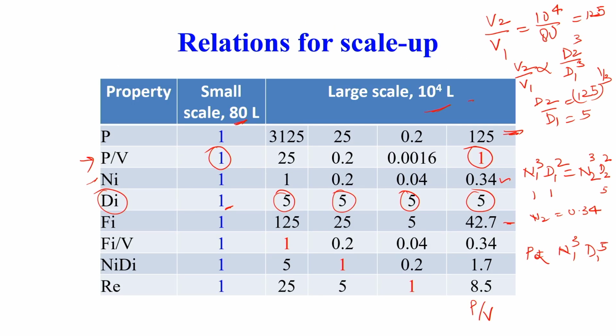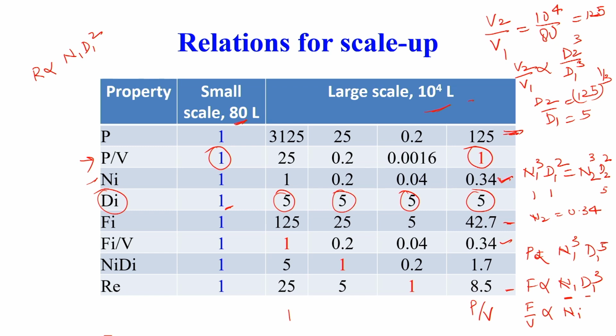So, F will be Ni Di cube. The N2 we got the value of 0.34 and D2 is 5. So, we will get the value of F, and F upon V is directly proportional to Ni. So, what value we got for Ni? 0.34, that should be the F upon V. Similarly, Ni Di, simple multiplication of Ni Di, and the Reynolds number we can calculate as proportional to Ni Di square. So, this will be 8.5.